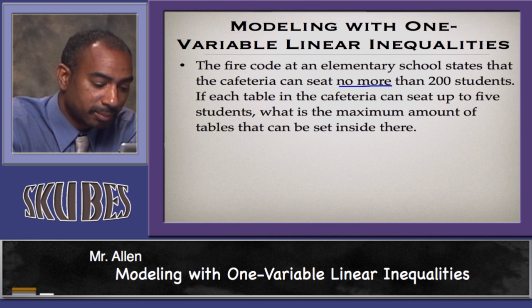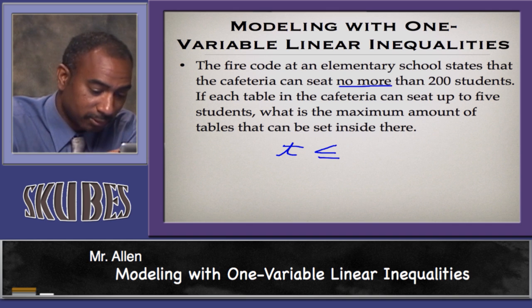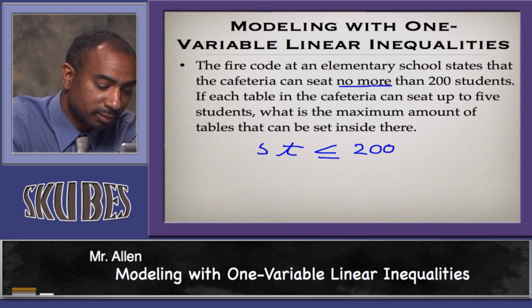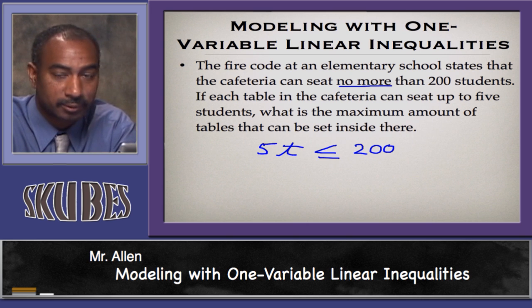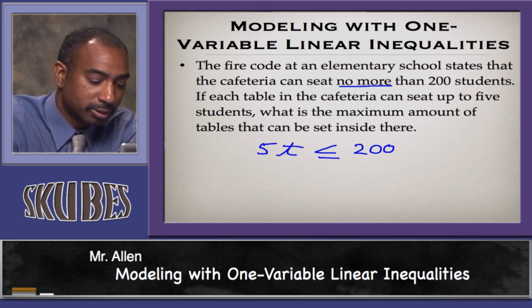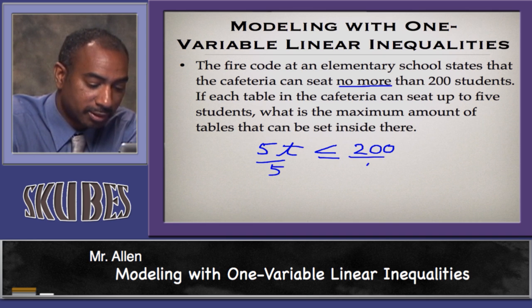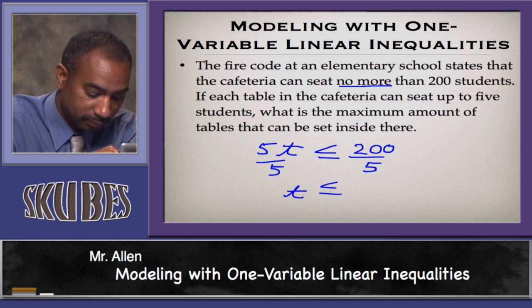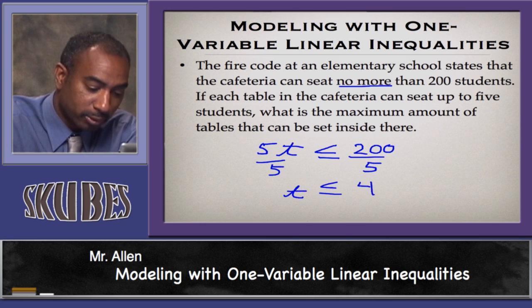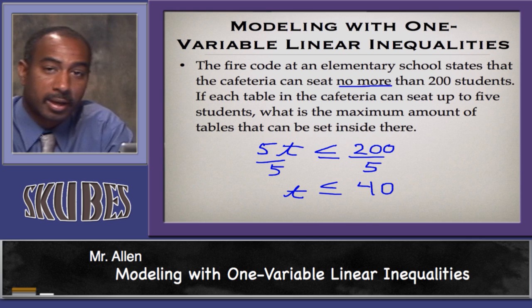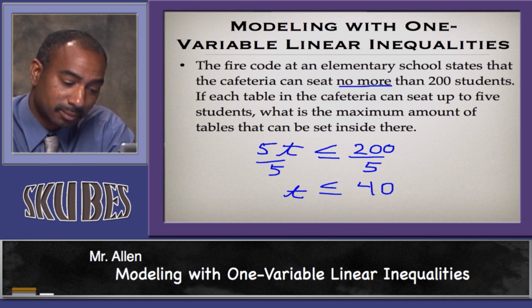So we know that the number of tables has to be less than, or it could be equal to 200. And we know that 5 students can sit per table. And if you were to solve that, it will tell you how many tables can be set inside there. So no more than 40 tables. 40 is the maximum, or less.